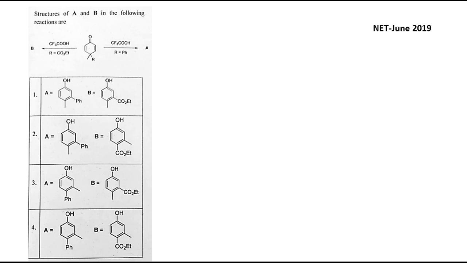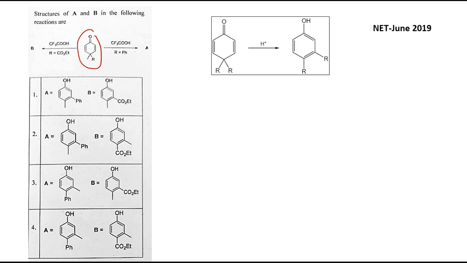So this question is the dienone-phenol rearrangement. So what is the dienone-phenol rearrangement? See, this is a dienone. There is a C double bond O carbonyl and 2 C=C bonds present. How does this type of structure give this type of rearrangement? We will try to see that with this general example.